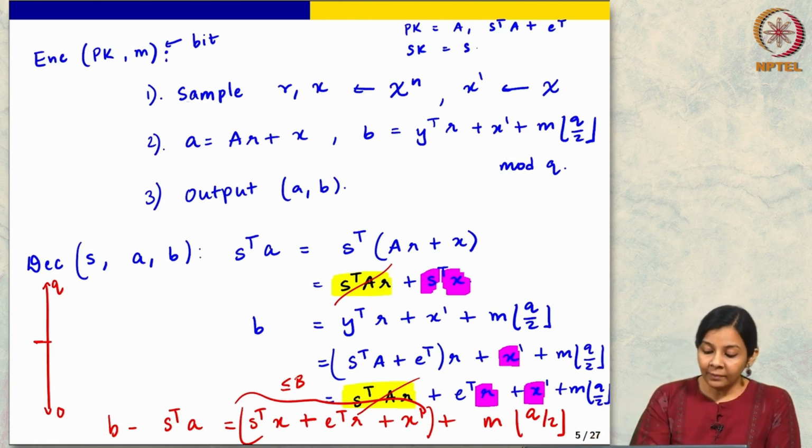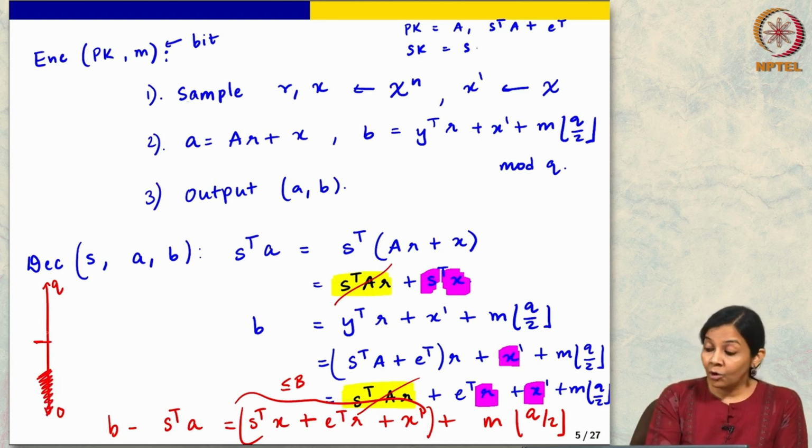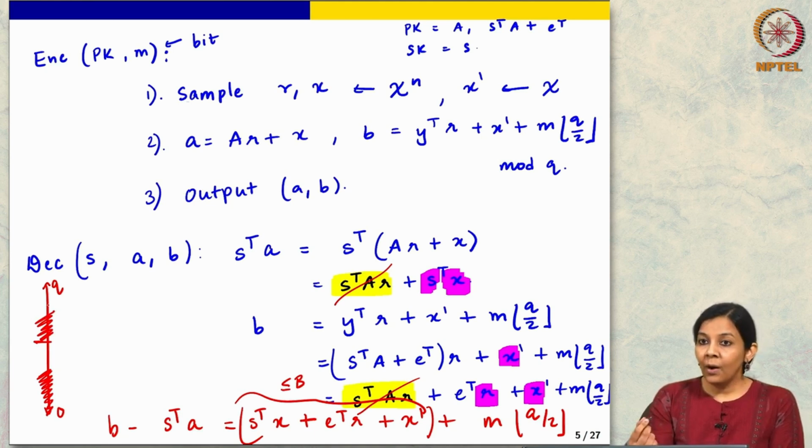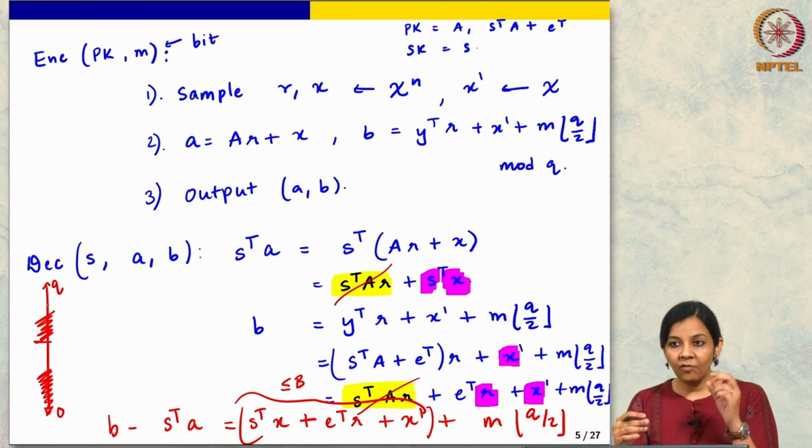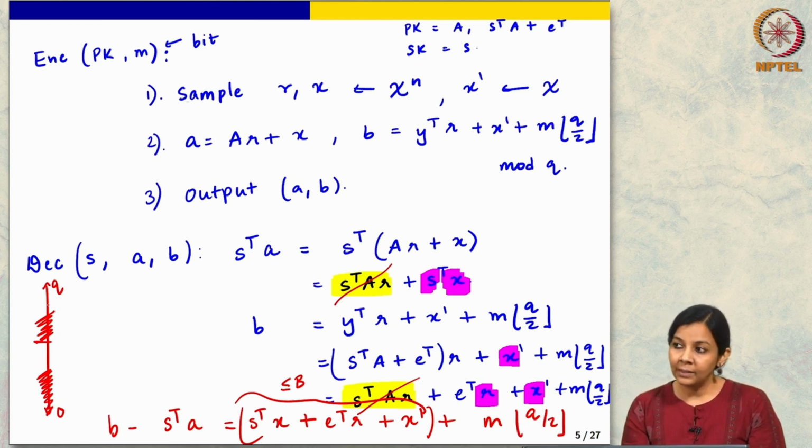Then what happens when my message is 0? Then 0 plus some B will be somewhere here, right, and when my message is 1, then Q over 2 plus B will be here. So, what can I do? I can recover the message bit just by seeing whether this subtraction gave me something which is close to 0 or is it close to Q over 2. This lets me recover the message bit.